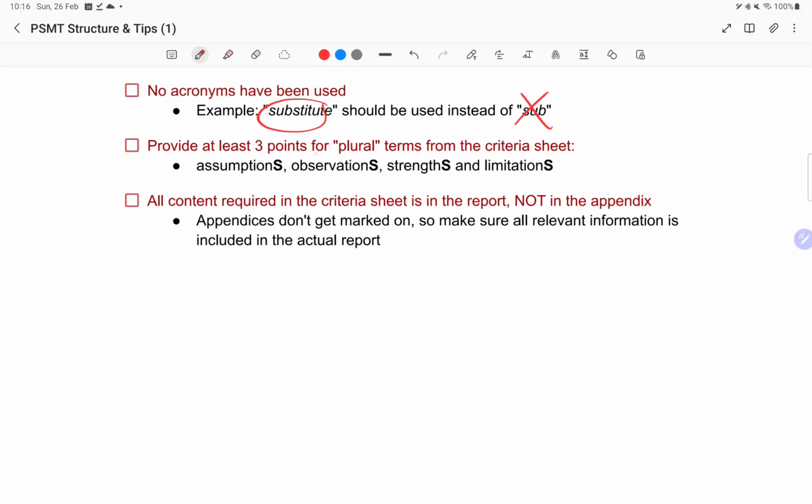And then for anything that has a plural term in the criteria sheet, you need 3 points. For example, assumptions, at least 3. Observations, at least 3. Strengths and limitations. Anything that has an S in the criteria sheet, at least 3 to be safe. I know that plural means 2. Technically 2 is plural, but you give 3 or more if you want to be safe. Okay, you gotta think about it.